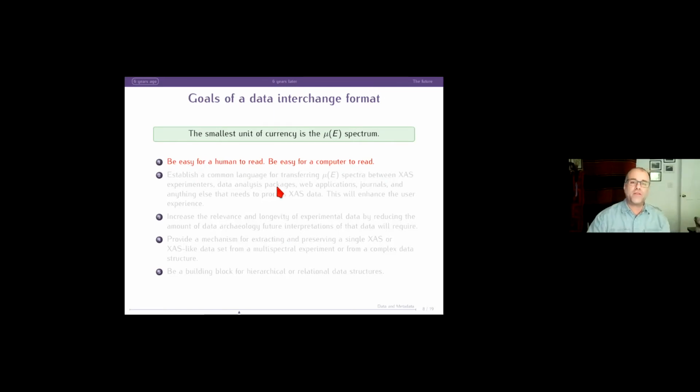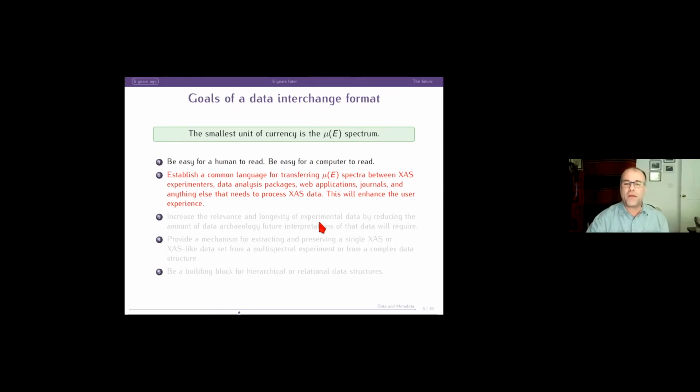So we decided that we wanted an interchange format, a way of representing a mu of E spectrum that's easy for both a human agent and a computer agent to understand and read. We wanted a common tongue for moving that spectrum between all the human and machine agents that need to consume it.